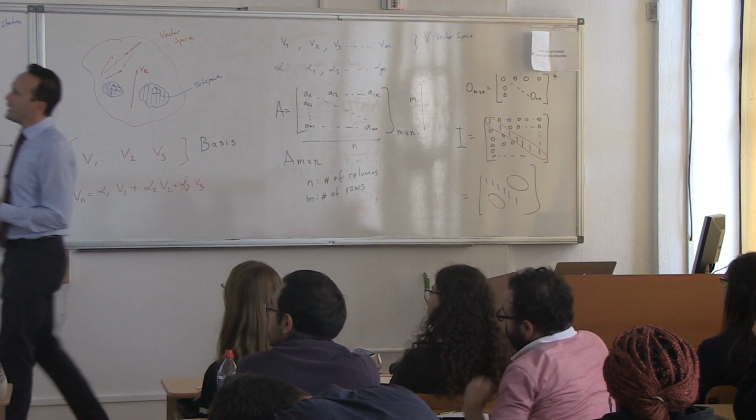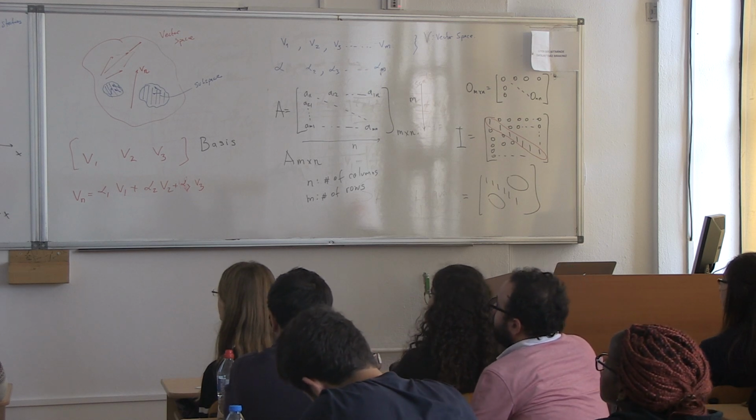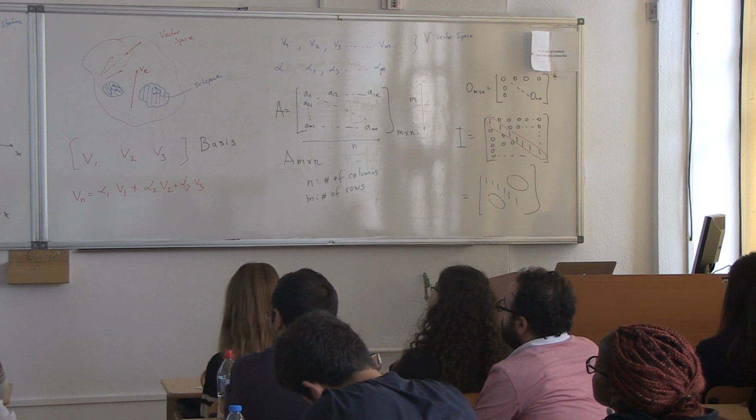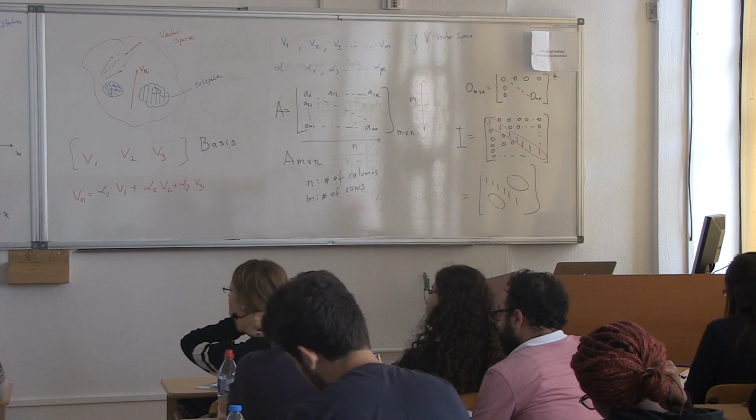Okay, let A be a square matrix of order n. If there's a square matrix B of order n for which AB is equal to BA equals identity, then we say A is invertible. Now, this is important.